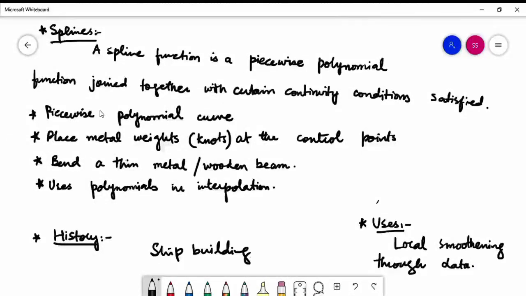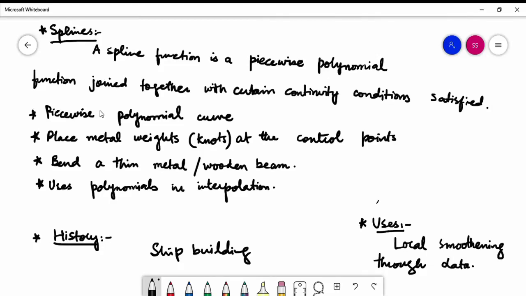So first of all we will study what is a spline. A spline, or spline function, is a piecewise polynomial function joined together with certain continuity conditions satisfied. So it is simply a curve. A spline is simply a curve, a special function defined by piecewise polynomials. So spline refers to the piecewise polynomial curve.